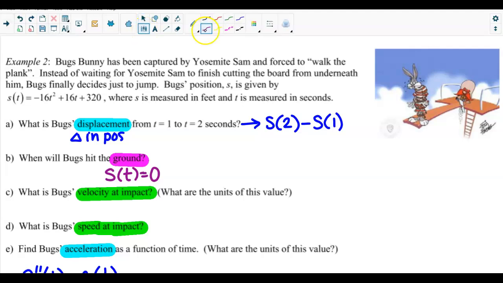All right, so we are taking a look at Bugs Bunny. He is following this position function. We want to know his displacement from time of 1 to time of 2. We want to know when he's going to hit the ground, his velocity, and his speed. So I actually want you to try that before I explain it in the video. So see what you can find with my little hints here. And then go ahead and play the video to see the answers.